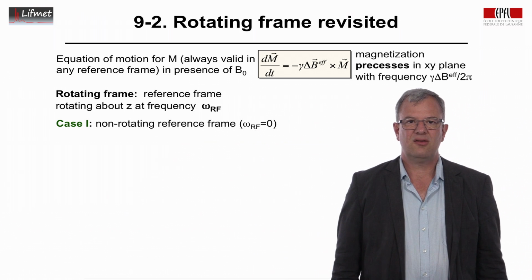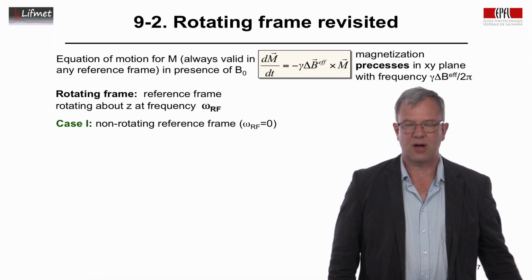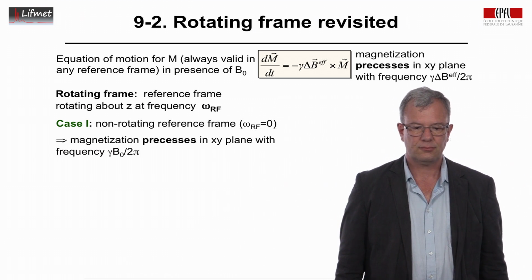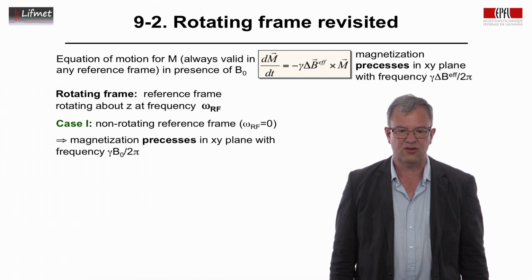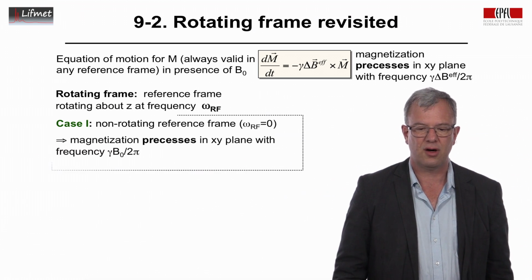Let's take the first case. The rotating reference frame does not rotate. That's the lab frame, our reference frame. So omega RF is 0. In this case, the magnetization precesses in the XY plane with the frequency gamma B0 over 2 pi.